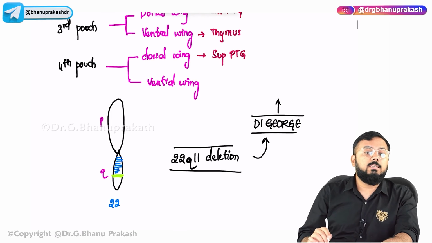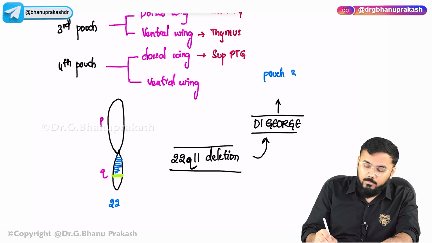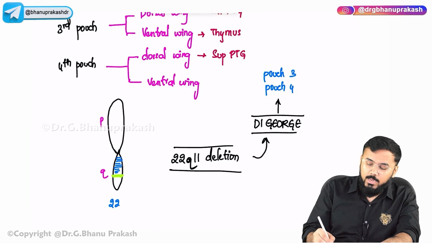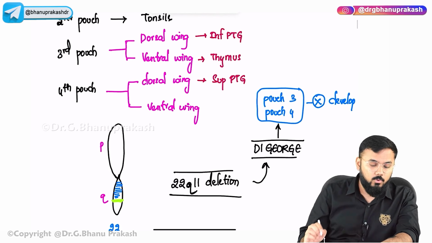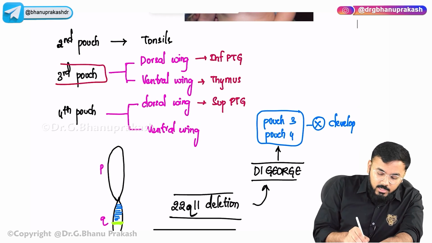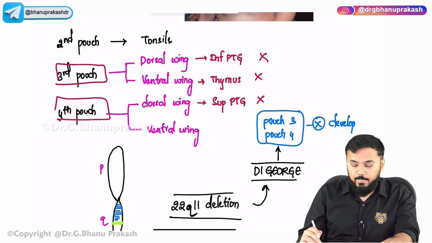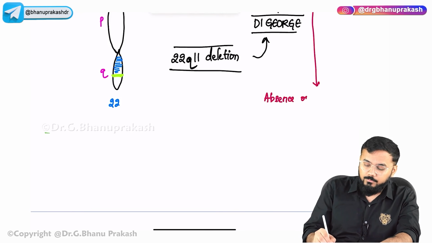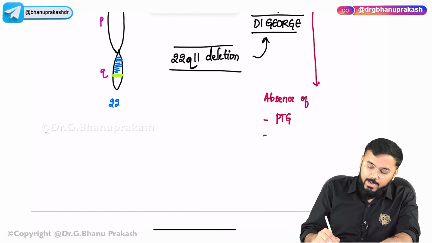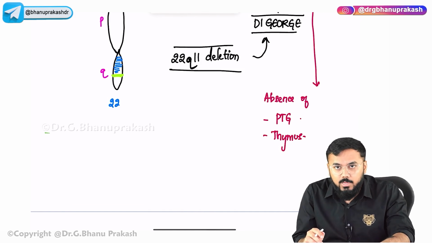So what is happening because of this DiGeorge syndrome? Because of this DiGeorge syndrome, there is a defect in development. What development will stop? Pouch 3 and pouch 4. These structures do not develop. So when pouch 3 and pouch 4 do not develop, parathyroid glands are not produced, thymus is not produced. So what will happen in the patient? There will be absence of parathyroid glands as well as thymus. So this absence of parathyroid gland as well as thymus is called DiGeorge syndrome.